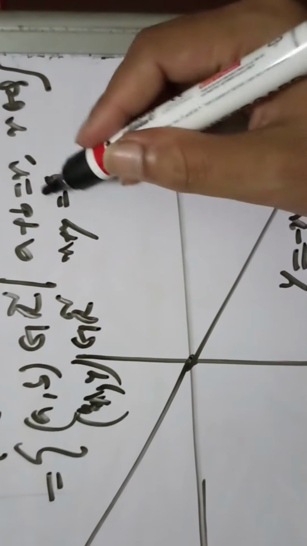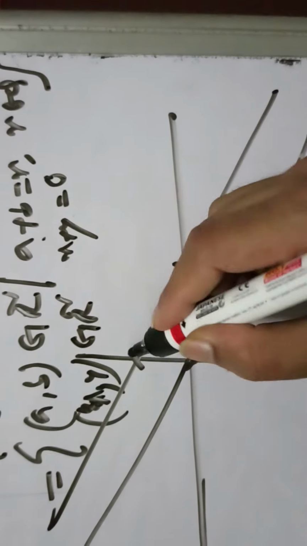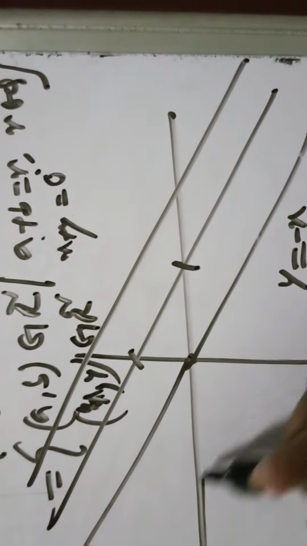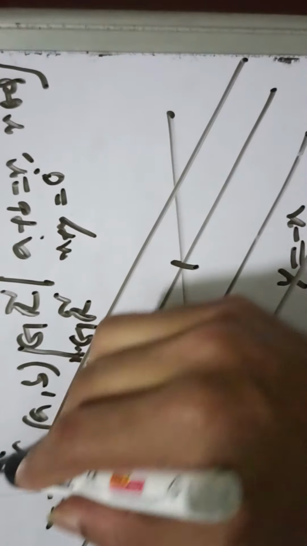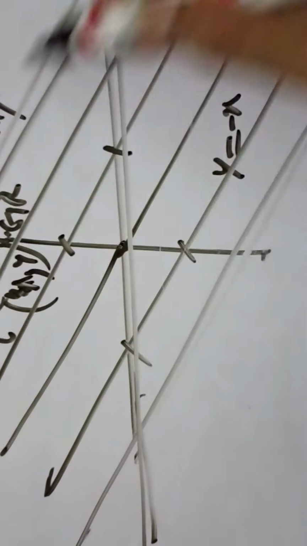If you choose r equal to 1, you get a line passing through (1, 0) and (0, 1). If you choose 2, you get a line passing through (2, 0) and (0, 2). If you choose minus 1, the line passes through (-1, 0) and (0, -1). If you choose 3, the line passes through (3, 0) and (0, 3). If you choose minus 3, you get a line passing through (-3, 0) and (0, -3). Similarly, you get uncountably many lines. So this set is also uncountable.